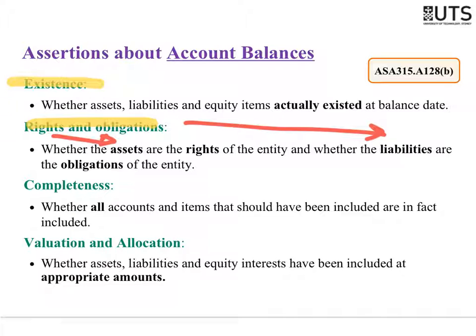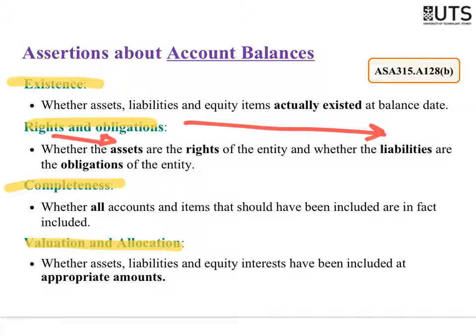Next one, completeness. You'll notice you've heard this before because it sits under both. Completeness, making sure that all the assets, all the liabilities and all the equity items that you should have included, you have. There's nothing missing. It's complete. Finally, valuation and allocation.